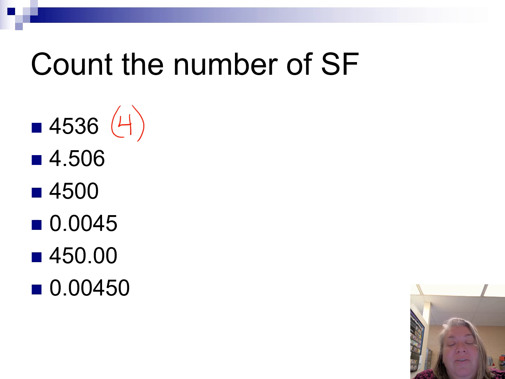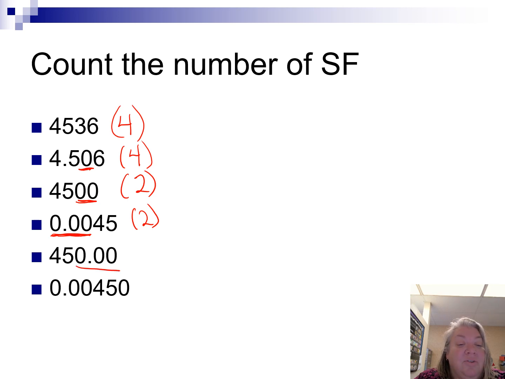The next one, 4.506. That's captive. Captive is always significant. It has 4 sig figs. 4,500. We have 2 trailing zeros, no decimal. I don't know for sure if they're significant or not, so I will assume they are not. That has 2 sig figs. 0.0045. These are leading zeros. Leading are never significant. This one has 2 sig figs.